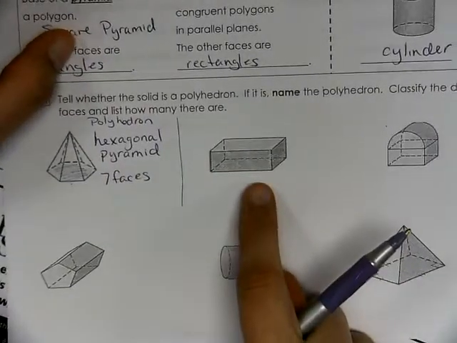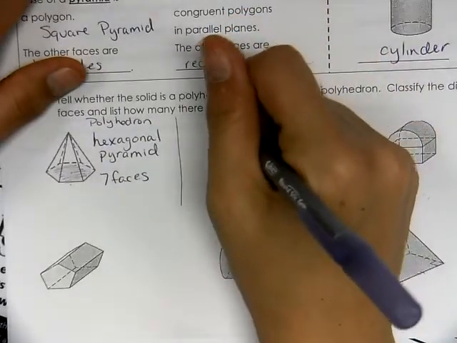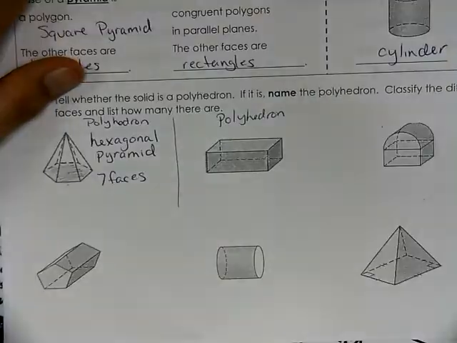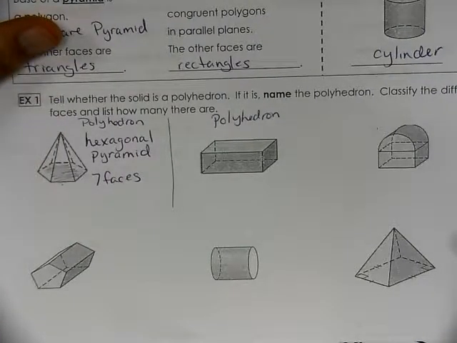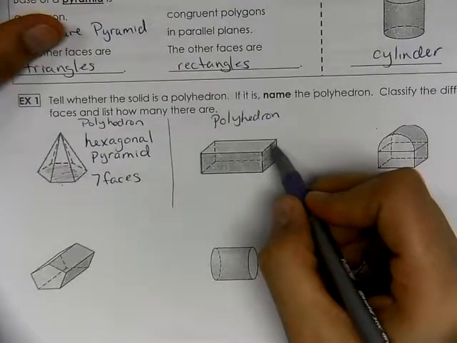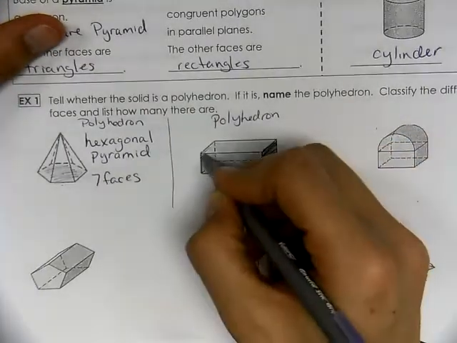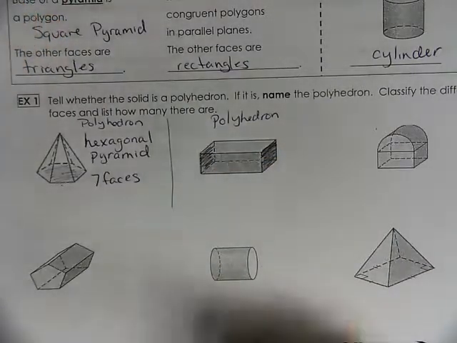Is this next one a polyhedron? Does it have all straight lines? So it's a polyhedron. What do you think the name of it will be? The bases are actually these, this side here, and this side here. Those are the bases. They're the only 2 sides that look alike.